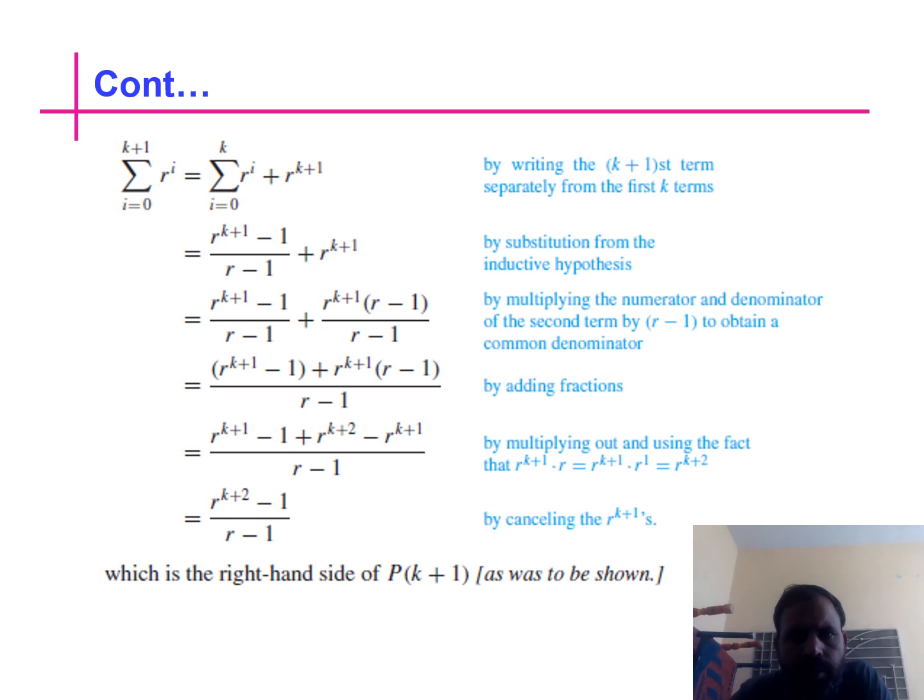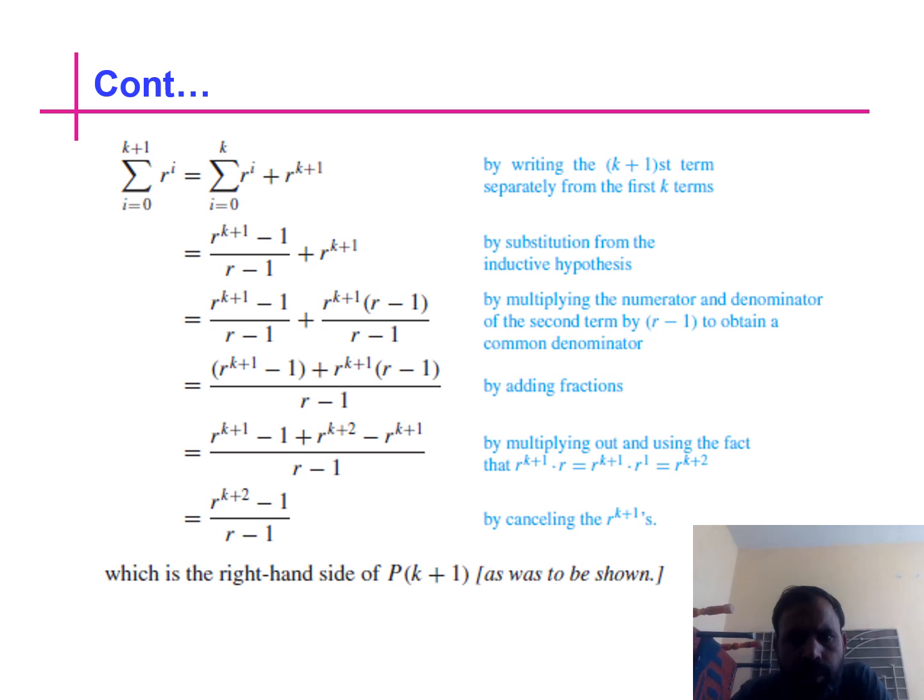Now we solve this. The summation with i varying from 0 to k+1 of r^i is the summation with i from 0 to k of r^i plus r^(k+1). So this will become (r^(k+1) - 1)/(r - 1) plus r^(k+1), by substituting from the inductive hypothesis. Now we divide and multiply this expression by r - 1 to make the same denominators, so that by adding these fractions we take the LCM.